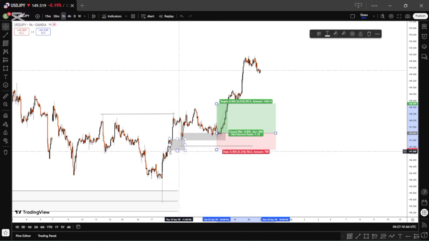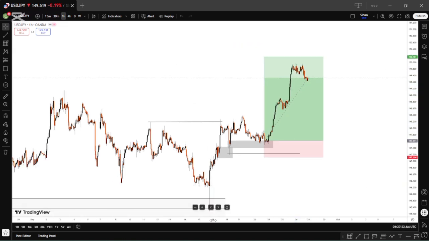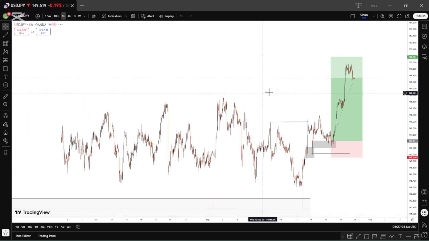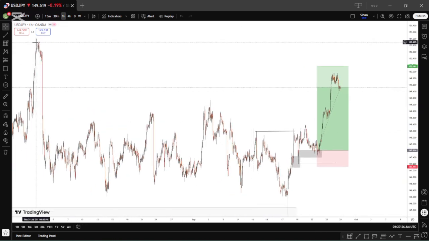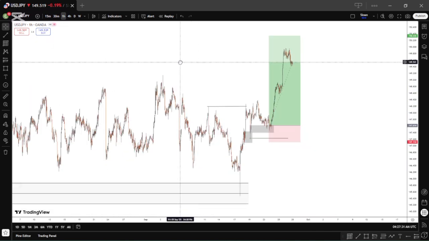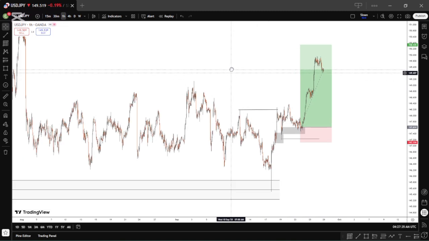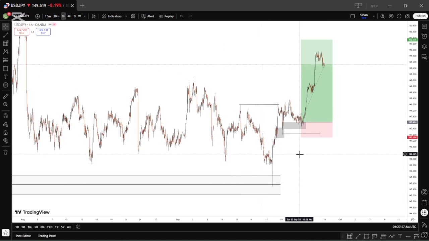So setting my entry below the inducement zone so as not to be swept. And then I take profit at the external range high. Okay, at the external range high, which is basically here. That is where I'll be targeting for my take profits. Okay, so having understood this now, I believe this is not a very difficult concept. Trading fair value gaps is actually easy if you know what is involved.